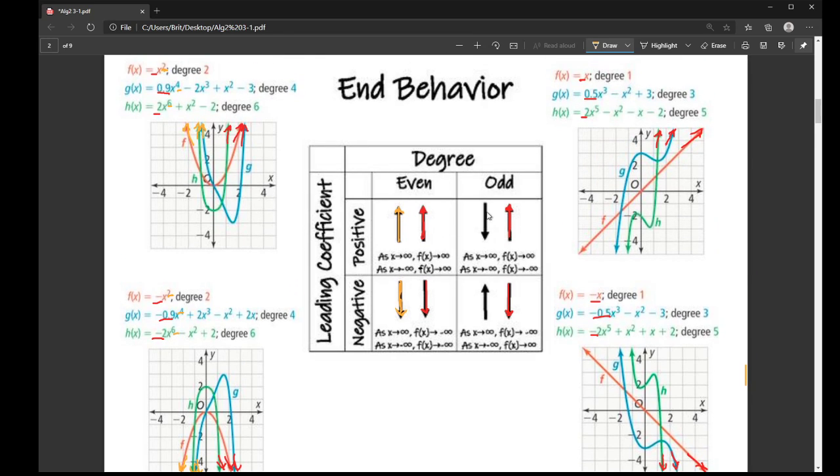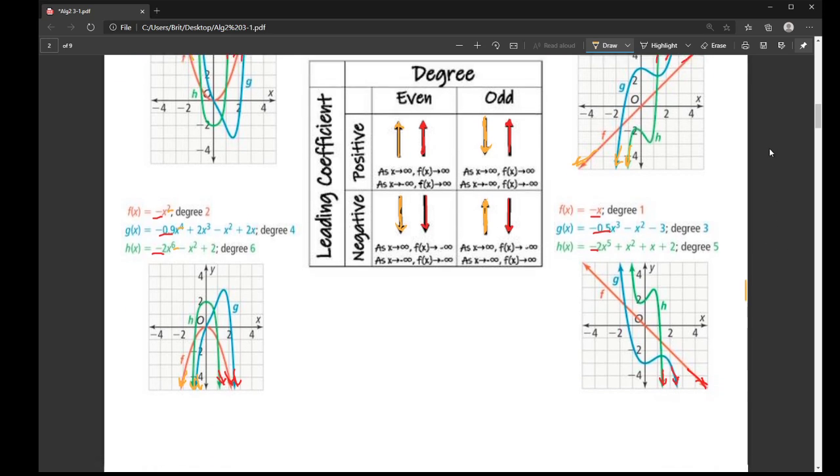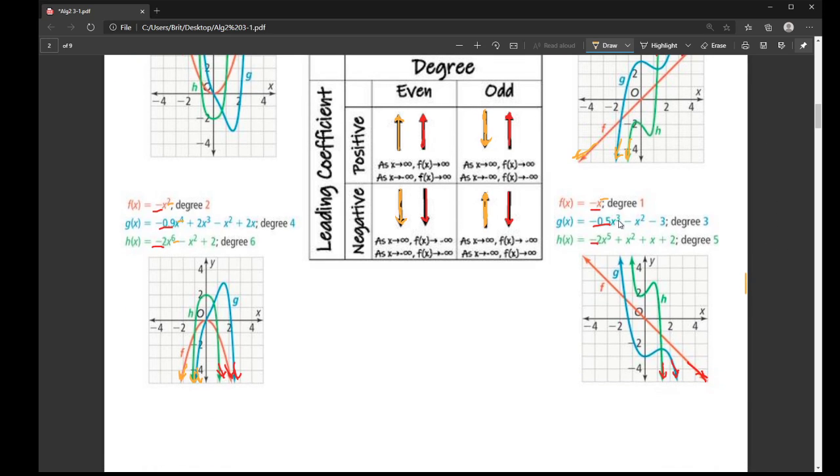Now if you have an odd degree, so your exponent is an odd number, then the left-hand side of the graph is going to do the opposite of what the right-hand side of the graph does. Alright, so here we have 1, 3, and 5 for our degrees. So since the right-hand sides all went up, the left-hand sides are all going down. And the same thing here, we have the degree 1, 3, and 5. So where the right-hand sides went down, the left-hand side goes up.